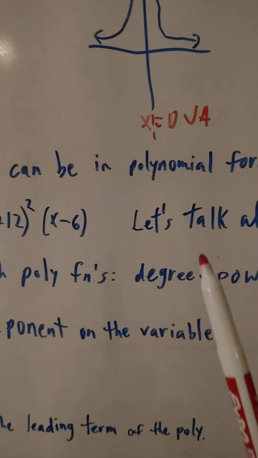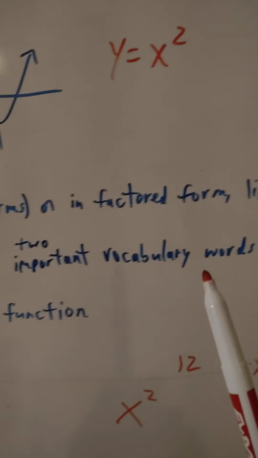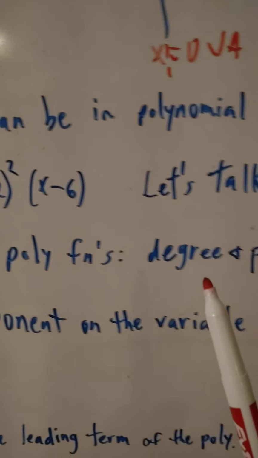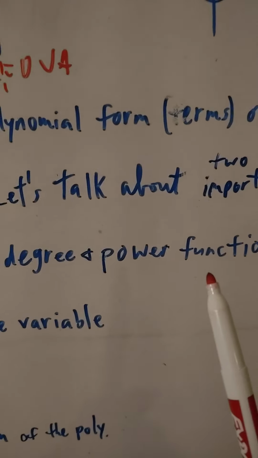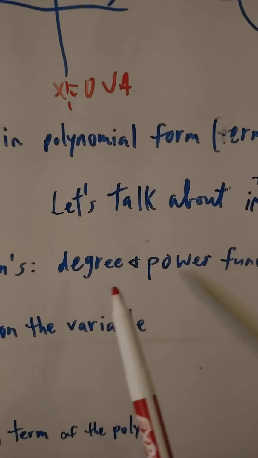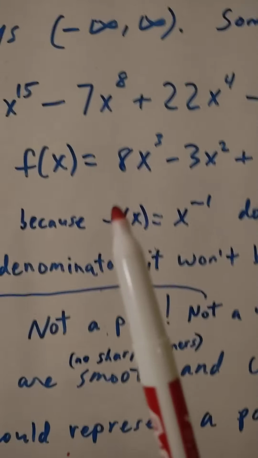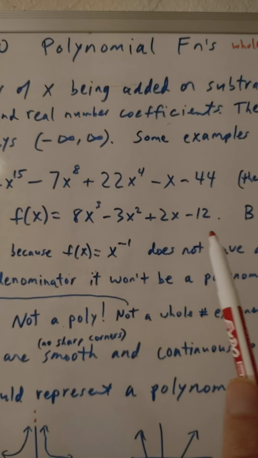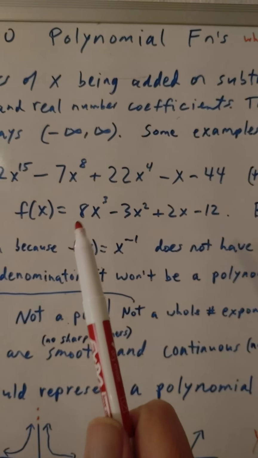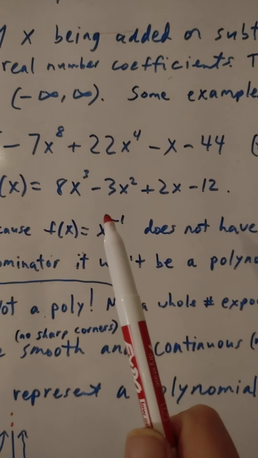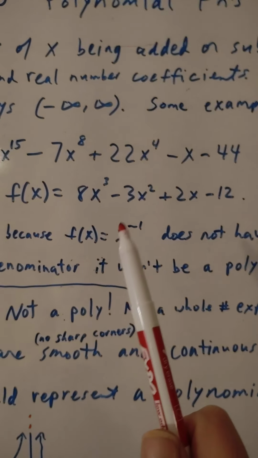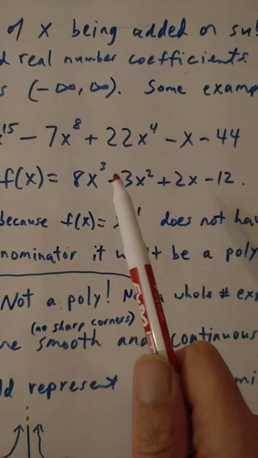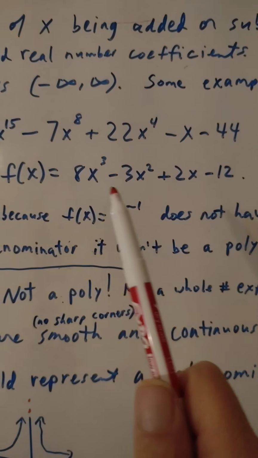Let's continue here. Let's talk about two important vocabulary words associated with the polynomial functions. Degree and power function. I already talked about degree. Let's go to this function again. What's the degree of this function right here? All you do is search out the term with the highest exponent, and that will be the degree for the whole ball of wax. So the degree of this polynomial function is 3. It's a third degree function here.